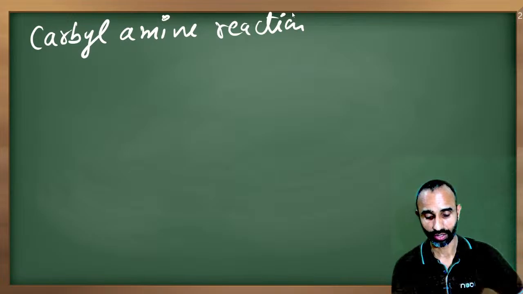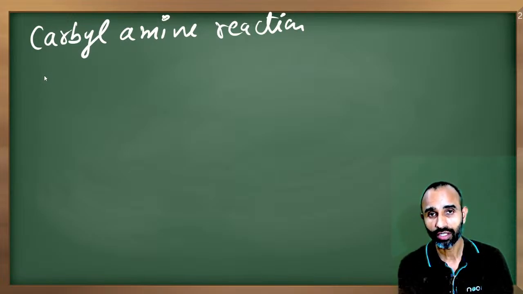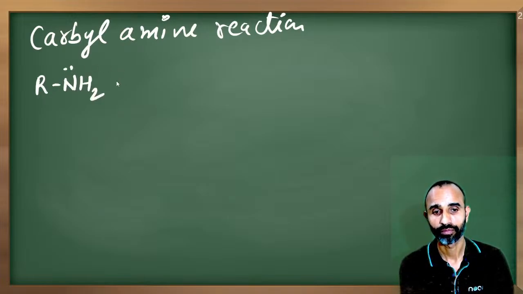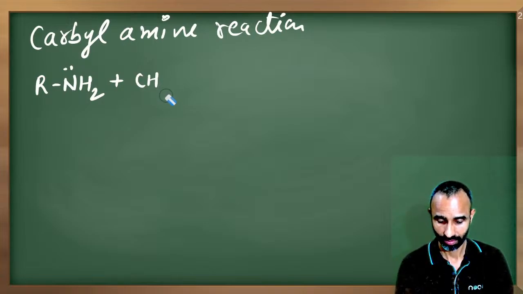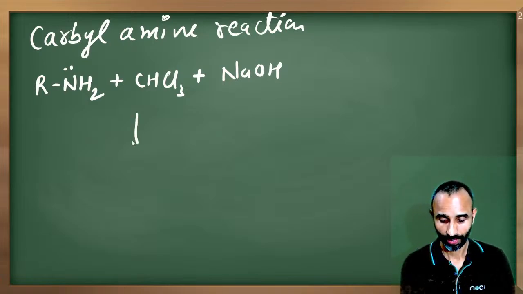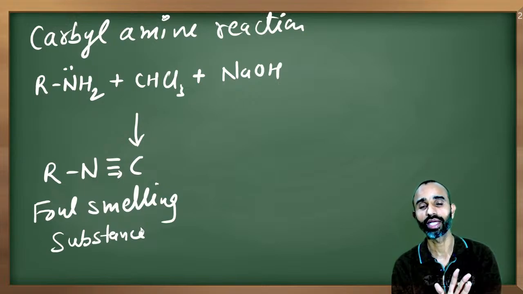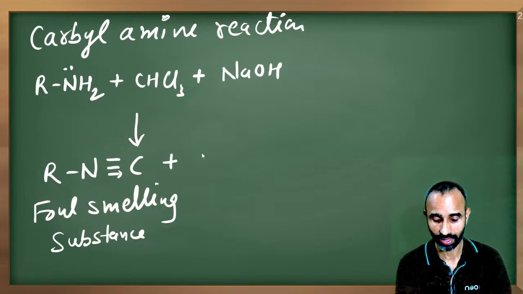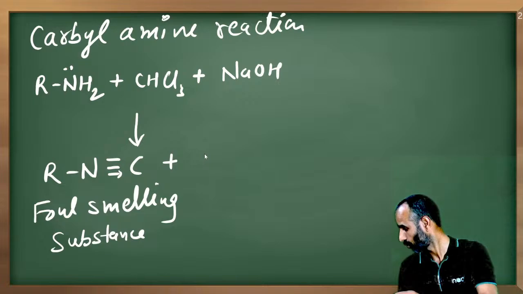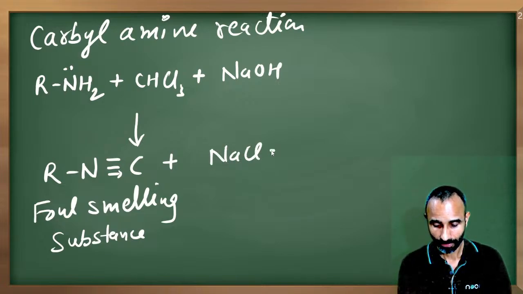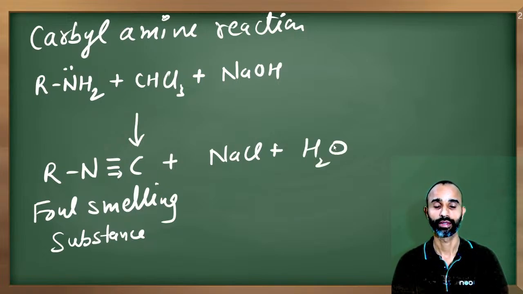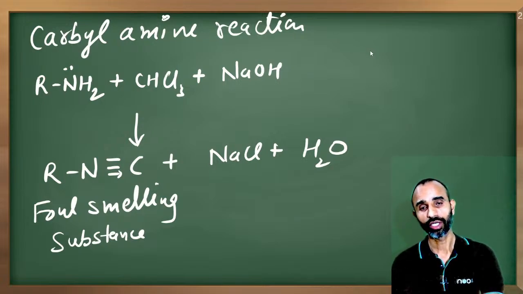Okay, carbylamine reaction. So the carbylamine reaction is used to test only primary amines. So this is a primary amine, along with chloroform and NaOH. So we get isocyanide, which is a foul smelling substance. This test is used for primary aliphatic as well as aromatic amines. So we get isocyanide along with NaCl and H2O. Okay. Secondary and tertiary amines do not give this test.